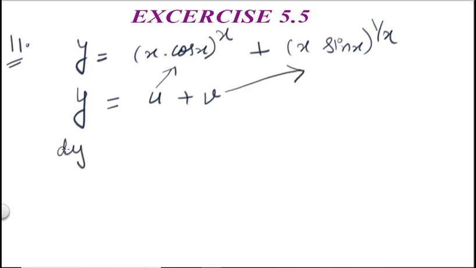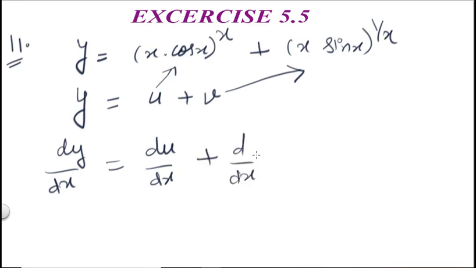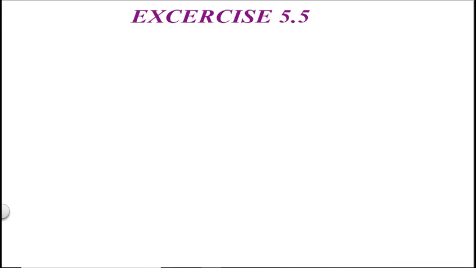So what will be dy by dx? It will be du by dx, that is d by dx of u first, and d by dx of v. So what we will do is, we'll differentiate them separately and then place the value of du by dx and dv by dx in this equation number 1. Let us start solving on a separate sheet for u first. U is what? X cos x to the power x. So u is x into cos x whole power as x.